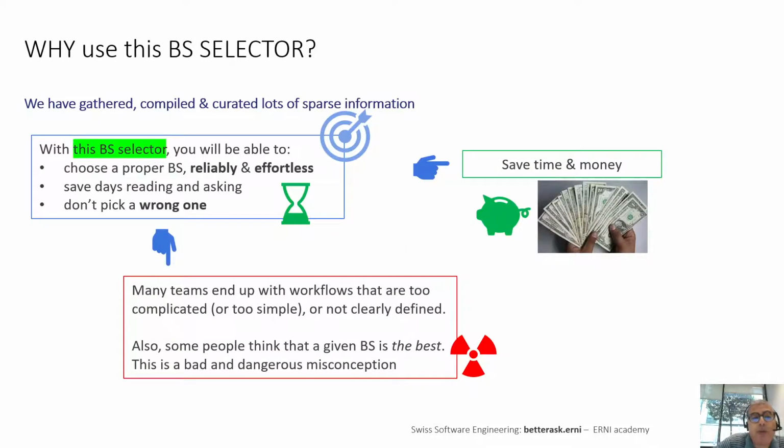And of course, why use it? Well, it will save you time and money, and it will avoid ending up with workflows that are too complicated or too simple, not clearly defined, and also because there is no best branching strategy, no one size fits all. Some people are used to some workflow and some strategy. Oh, this one is the best, but maybe it was the best for that project you worked on, but maybe not for the project you're going to work on now.